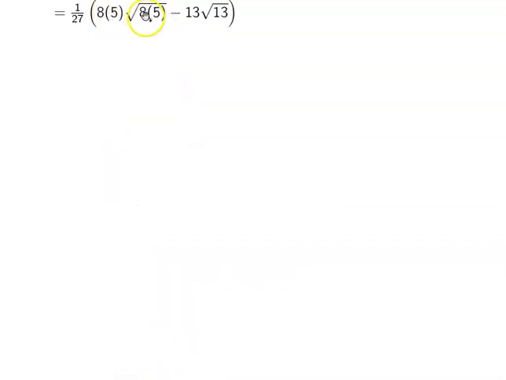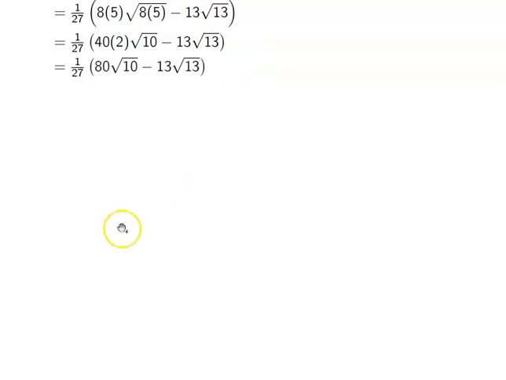Okay. Now 8 itself is 2 cubed. So I can actually pull out another 2 here. And then I'm left over 2 that was here. So this actually gets to turn into 80 root 10 minus 13 root 13. Okay. And from here, there's really nothing else that we can do to simplify this. This is 9 and 3. That has nothing to do with 80 or 13. So this is the best that we can get here.